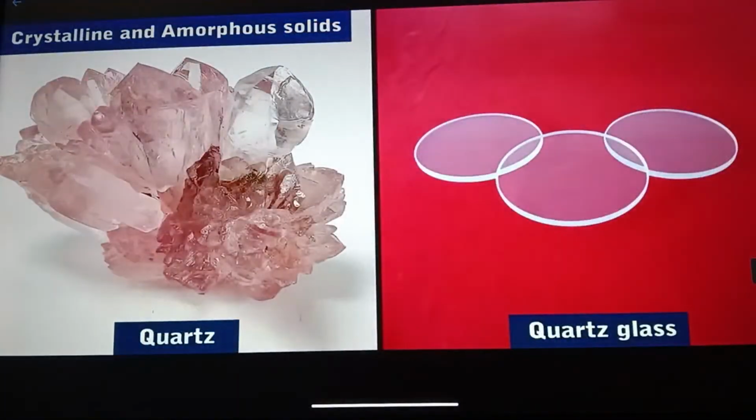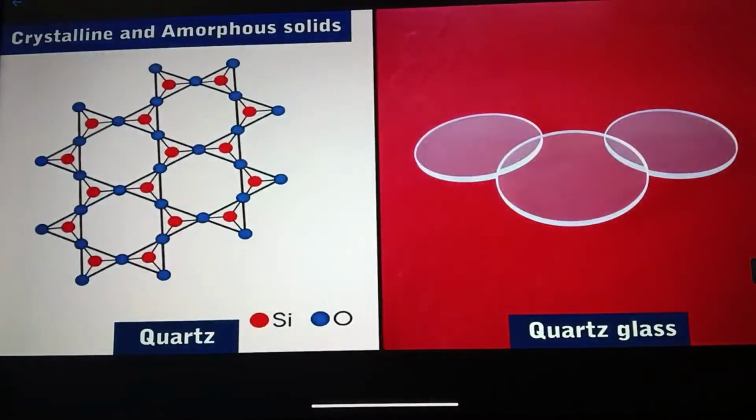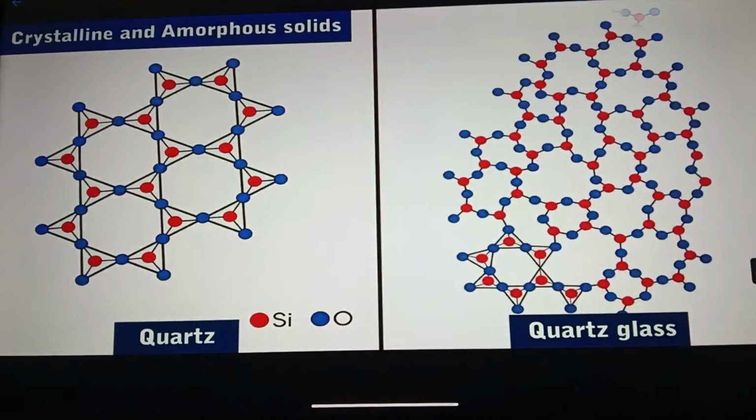Here you can see the arrangement of a quartz, which is a crystalline solid, and also of quartz glass, which is an amorphous solid. From these two images, you can clearly observe that both solids have similar arrangements. However, in quartz glass, there is short-range order.